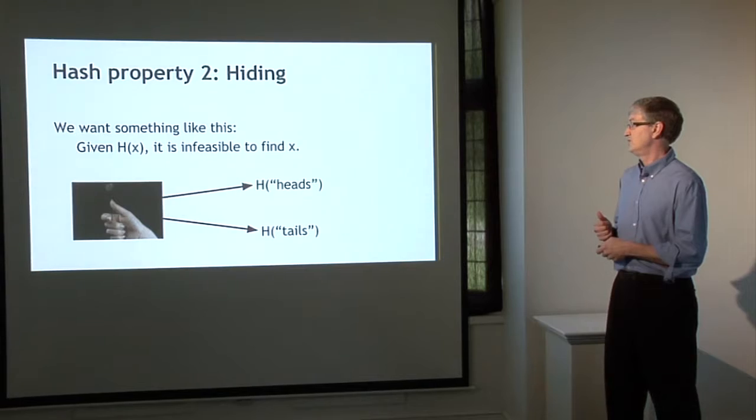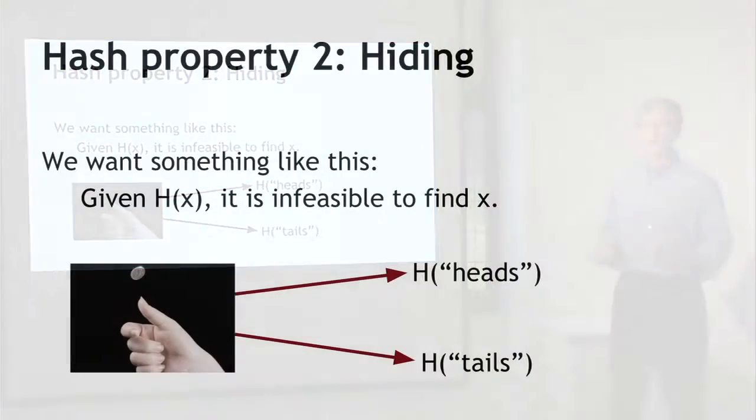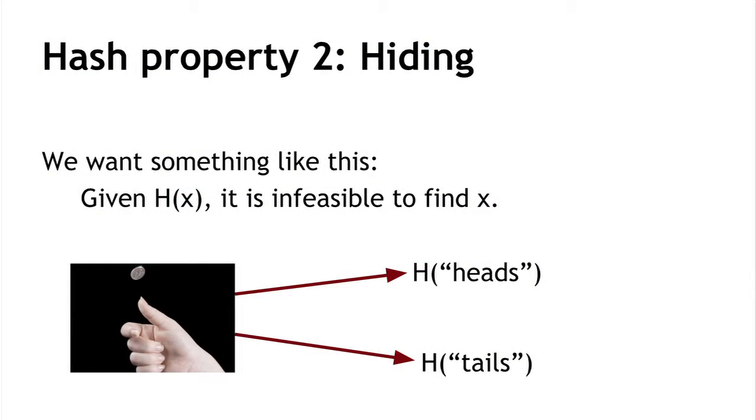Here, what we're going to do is an experiment where we flip a coin, and if the result of the coin flip was heads, we're going to return the hash of the string heads, and if the result was tails, we're going to return the hash of the string tails. Now we're going to ask someone who didn't see the coin flip but only saw this hash output to figure out what the string was that was hashed. That, of course, is going to be easy.